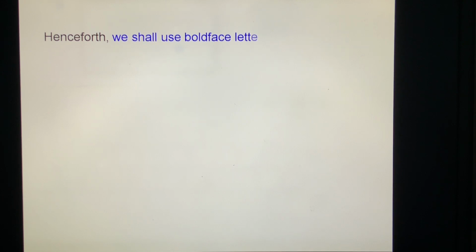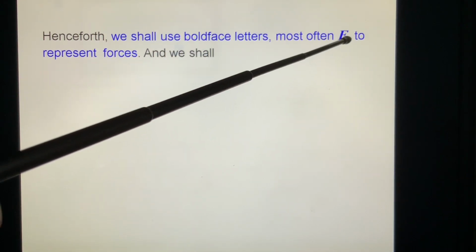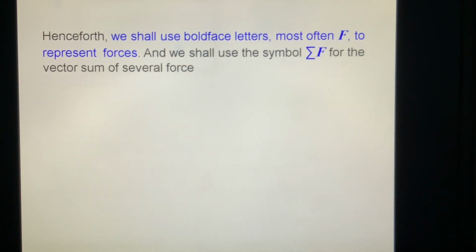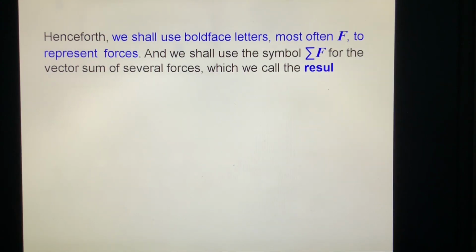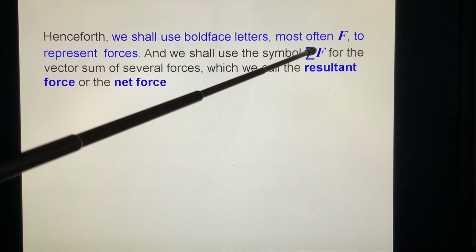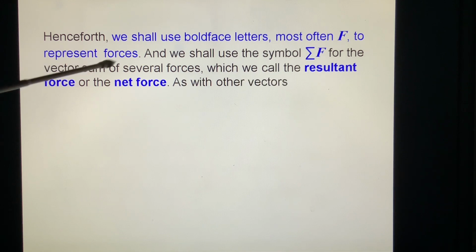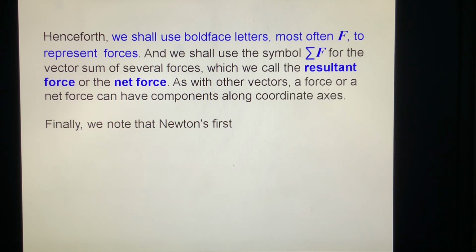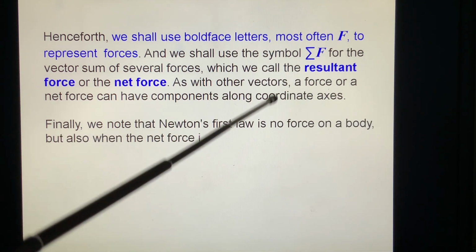Henceforth, we shall use bold-faced letters, most often capital F, to represent forces. And we shall use the symbol sigma F for the vector sum of several forces, which we call the resultant force or the net force. As with other vectors, a force or a net force can have components along coordinate axes.